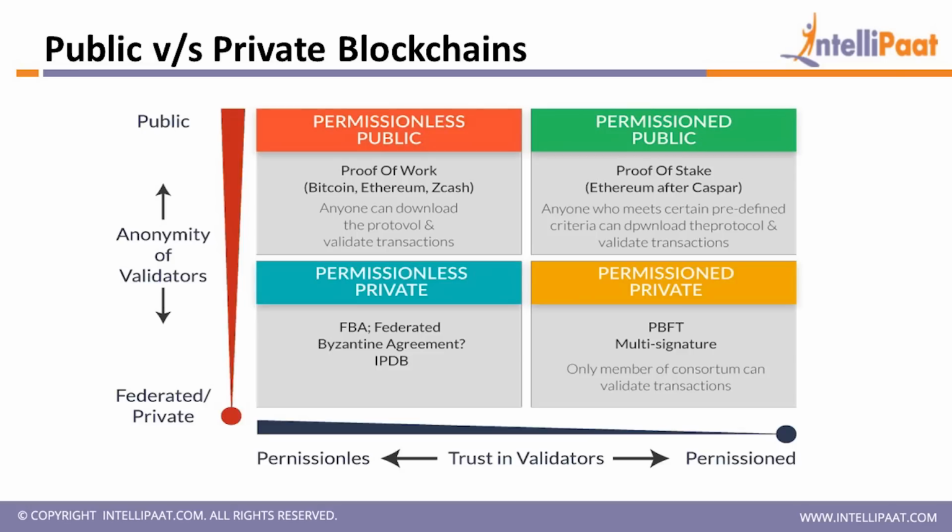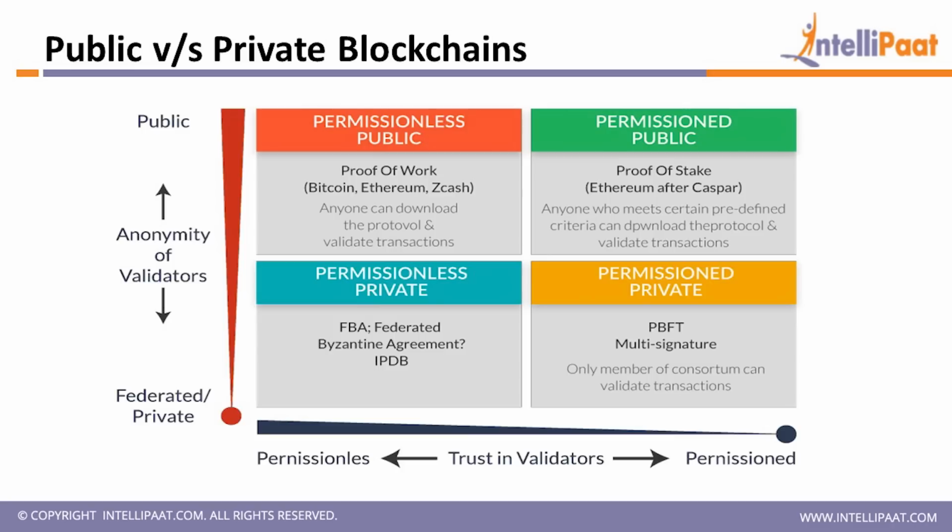While in permissioned public blockchain, permissions are included for the peers that are participating in the network, and it works on the proof of stake consensus algorithm. Ethereum after Casper is an example of permissioned blockchain, and only anyone who meets certain predefined criteria can download the protocol and validate transactions. That means you have to give explicit permission to the members that are contesting or participating in blockchain creation.